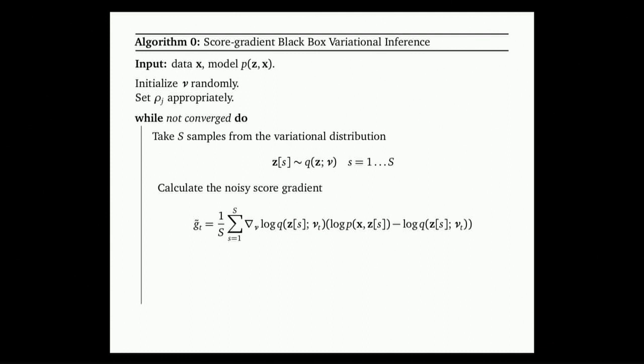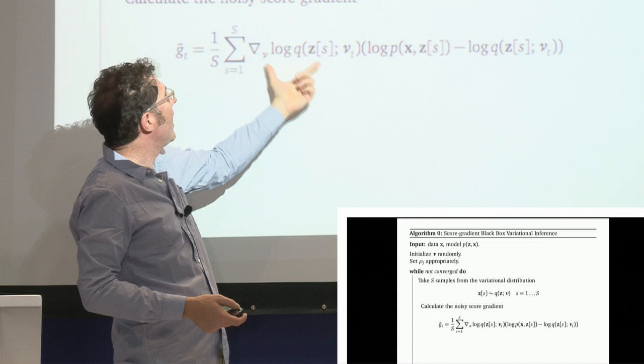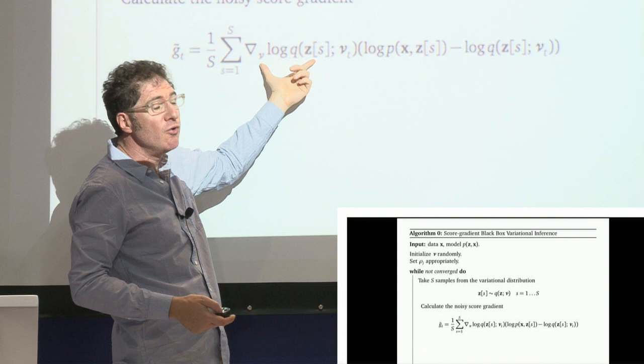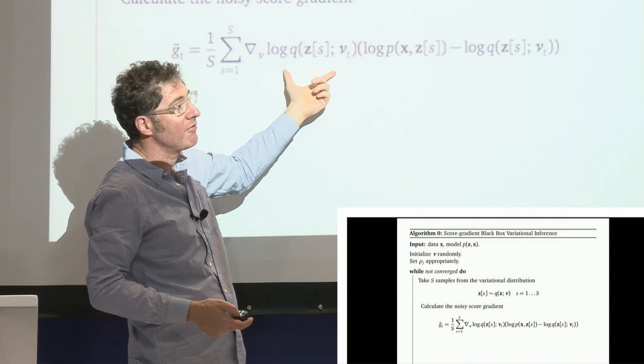Now we're going to use those samples to calculate a noisy score gradient. I'm basically evaluating that score gradient for each of those samples. Here I evaluate the log joint, here I evaluate log Q, here I evaluate the score function, and weight those evaluations, 1 over S. So this is now a noisy gradient of the ELBO. It's noisy because I constructed it through these random samples. The expectation of this gradient is, of course, equal to the real gradient. I showed you that on the last slide.